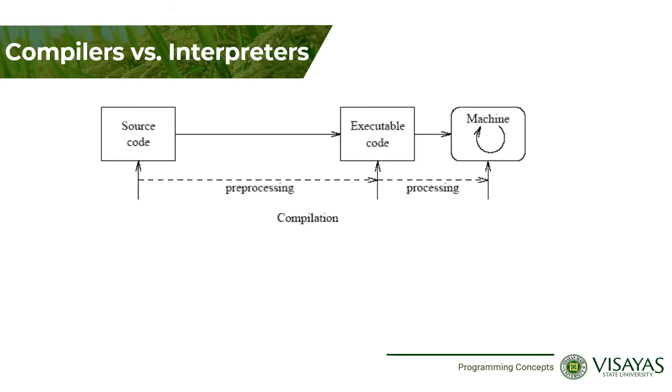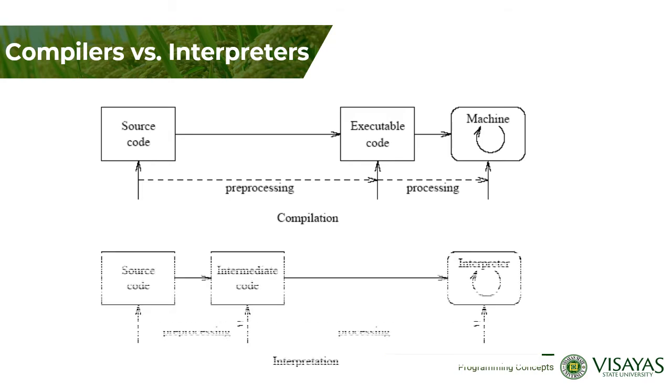Here's how compilers and interpreters work. For compilers, the source code is being pre-processed or translated into an executable code for the machine or computer. On the other hand, for interpreters, the source code is being pre-processed or translated into intermediate code and then interpreted or translated using an interpreter itself before the codes become executable on the machine.